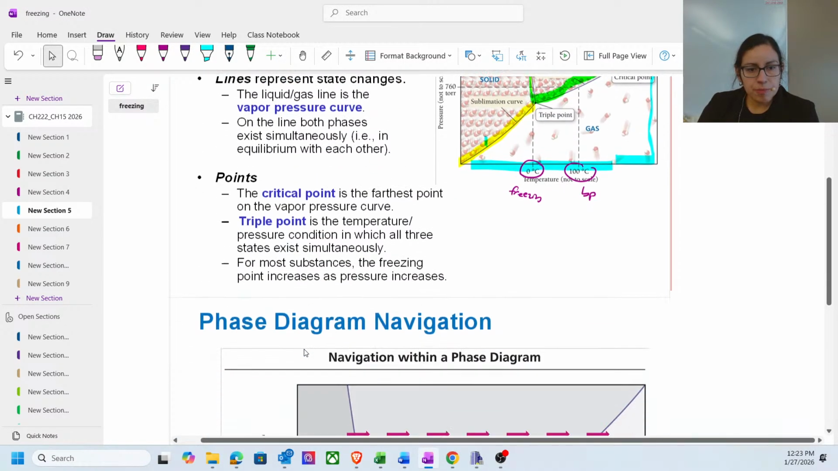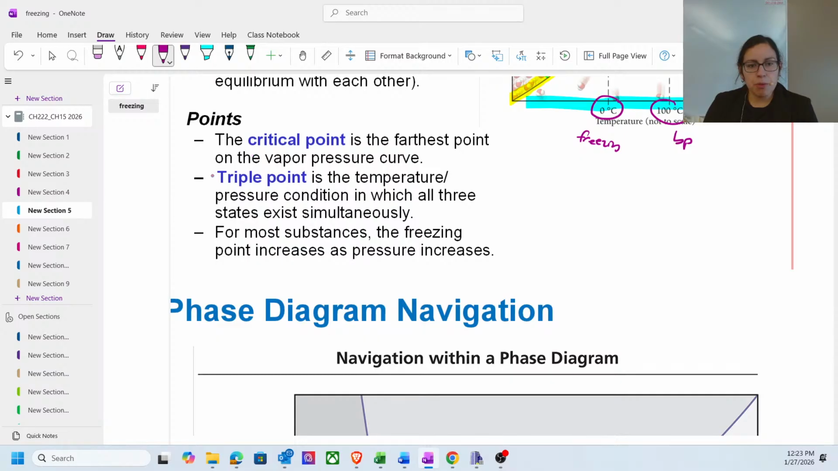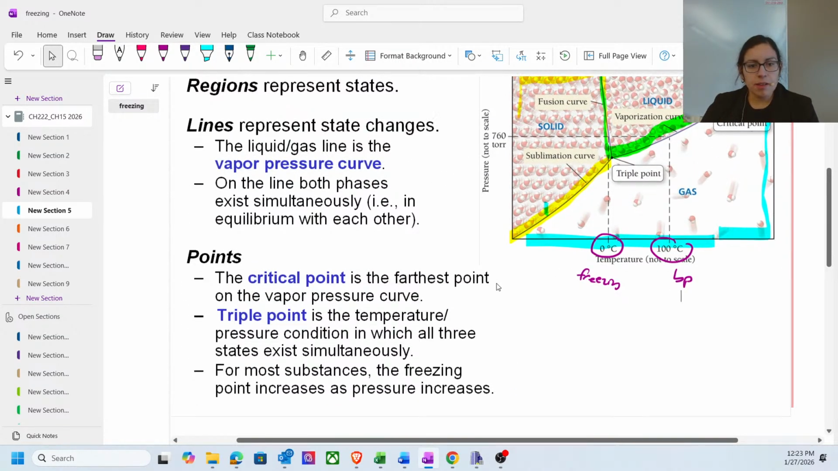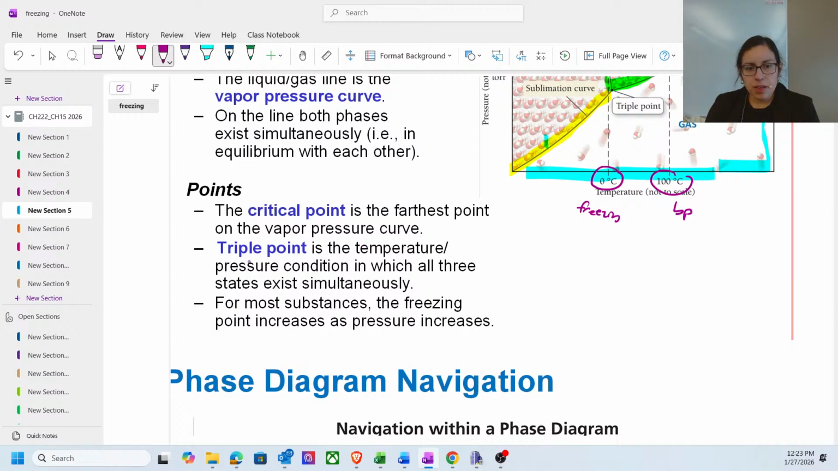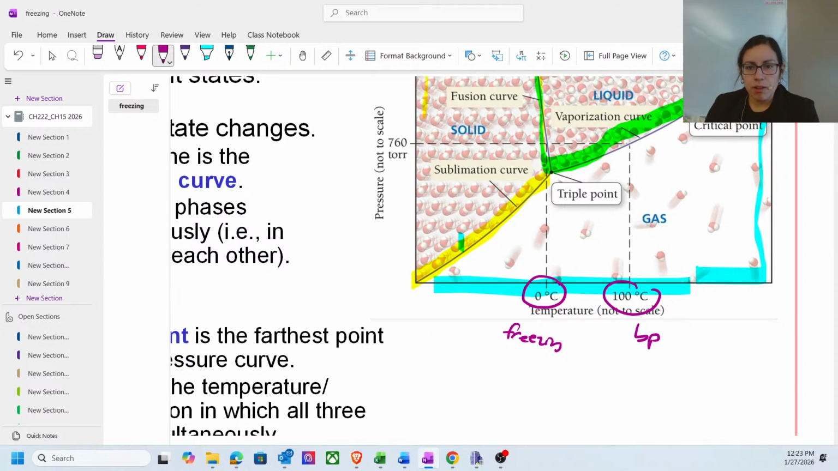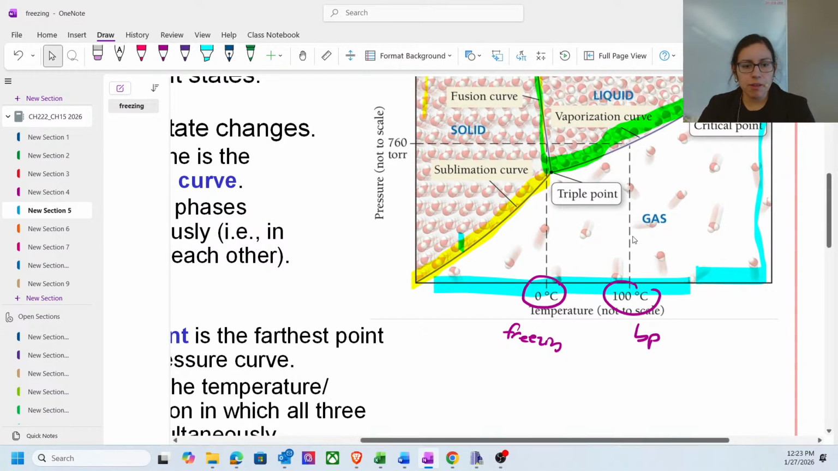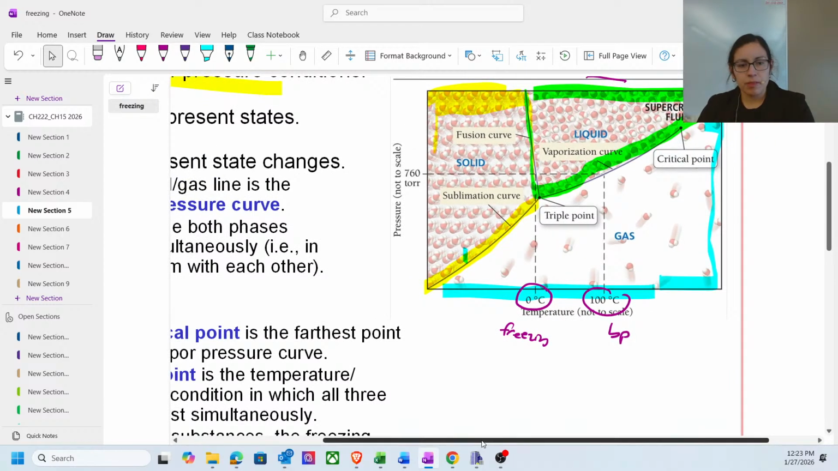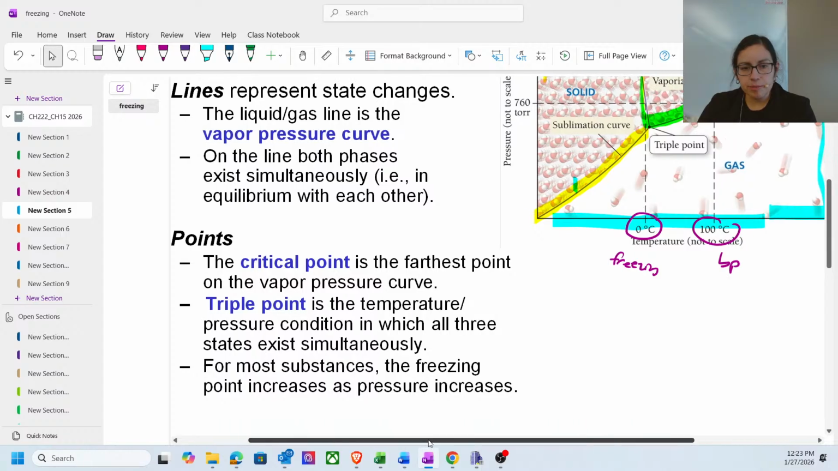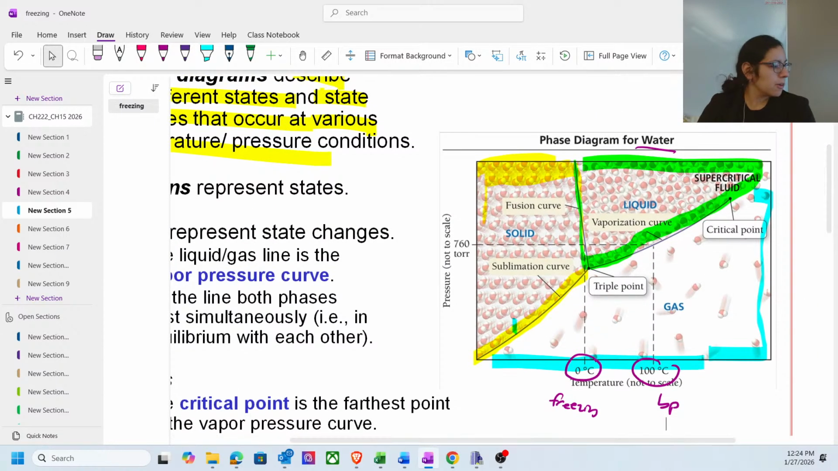Let's start with our triple point. Our triple point is here in the center. This is just the temperature and pressure condition where all three states can exist. So slightly lower than atmospheric pressure, and then right above 0. And then our critical point is our farthest point on our vapor pressure curve.